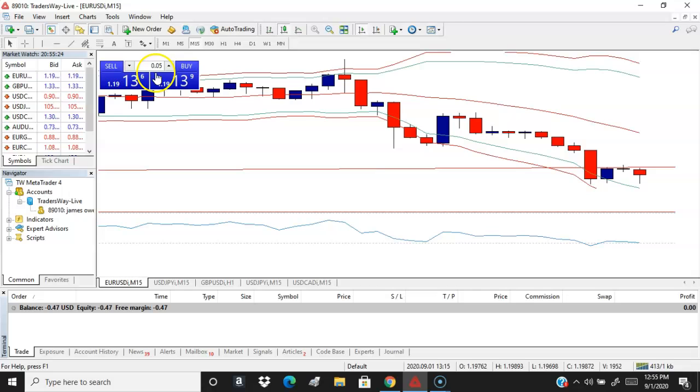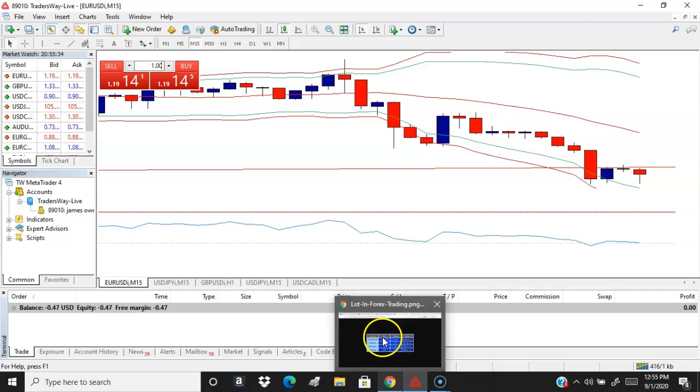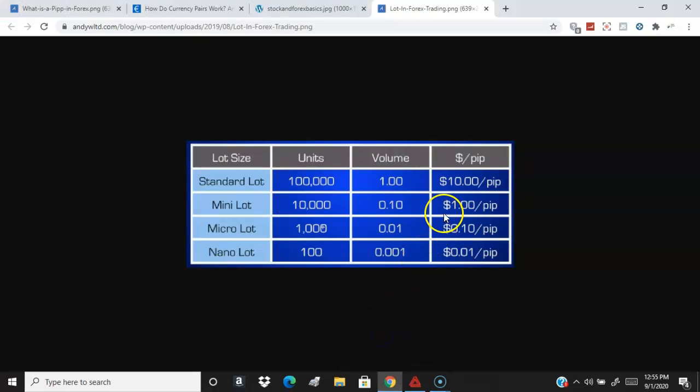Okay. So if I wanted to change it here and make this a full lot, come back here at my chart, and now you see that volume will be that. So at the beginning of my chart, I set it up for micro lots. So my volume, if I put it here, I'll actually be making a dollar per pip.